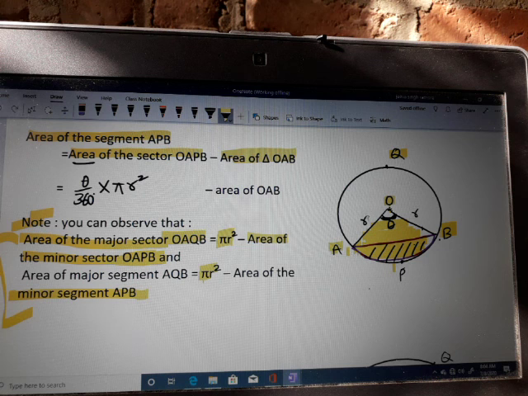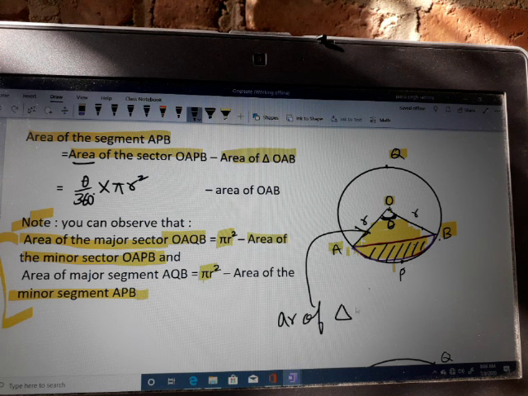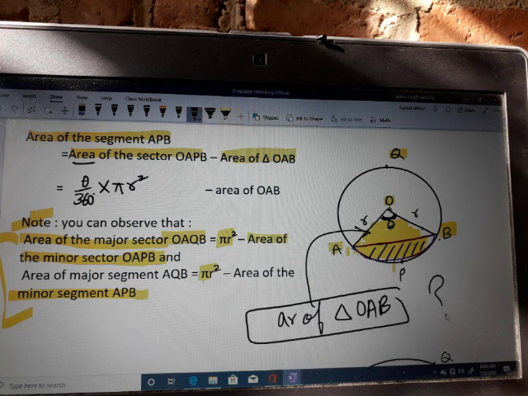I will explain through an example. Now, the most important thing in this chapter is to find the area of this triangle. Area of triangle OAB. I will explain how to find the area of this triangle OAB.